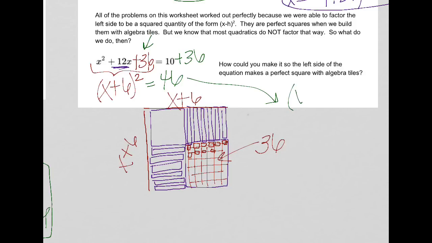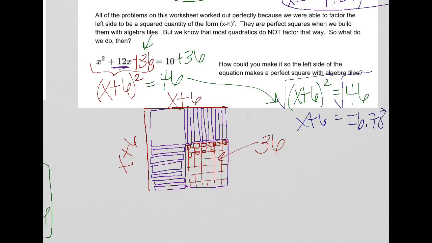So if I'm going to solve x plus 6, the quantity squared, equals 46, I can square root both sides. So we would have x plus 6 equals positive or negative 6.78. We take away 6 from both sides. So a positive 6.78 minus 6 is going to be 0.78. And a negative 6.78 minus 6 is negative 12.78. And those are our two solutions.